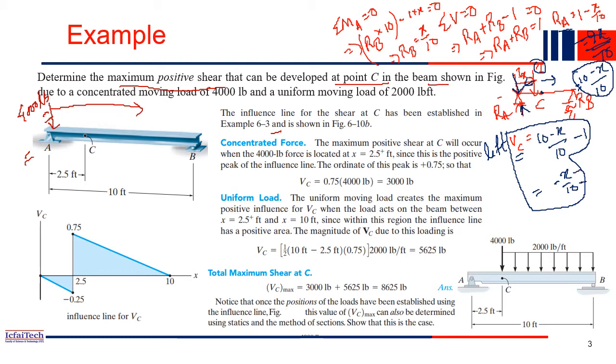Now if the concentrated load is at the right side of C, then what will happen? What will be the value of VC? So let's do it. Taking the right side, right VC equals how much? If VC is here, then from this side you will get RB.